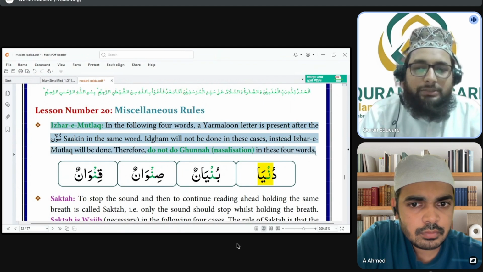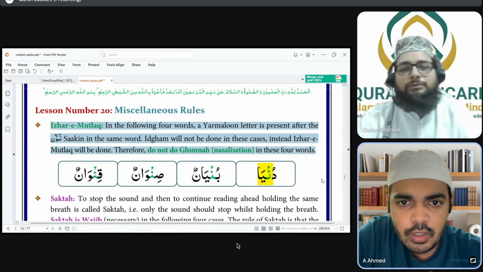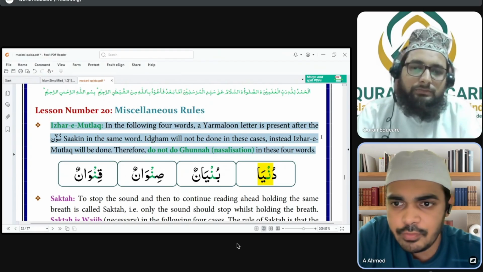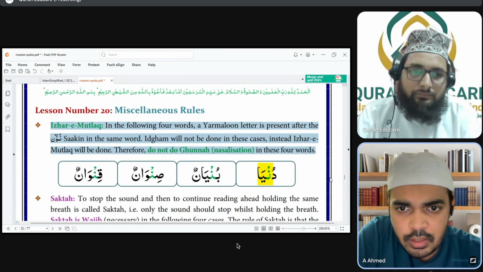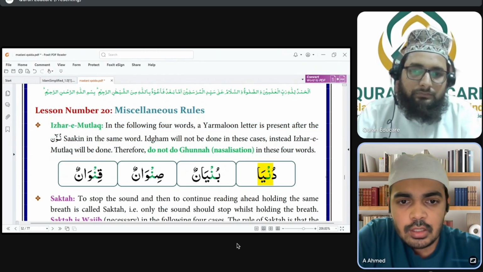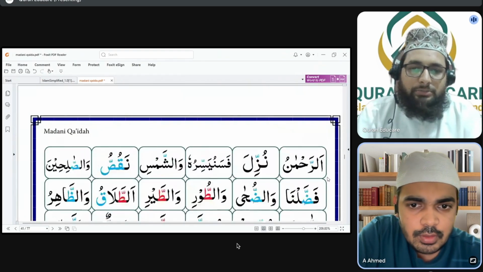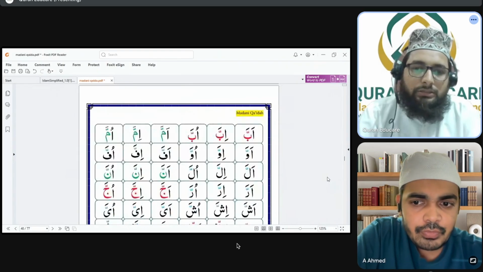Okay, read the definition, please. In the following four words, a Yarmalun letter is present after the Nun Sakin in the same word. Idgham will not be done in this case. Instead, Izhar Mutlaq will be done. Therefore, do not do Ghunnah, nasalization, in the four words. Let me show you in lesson number 14 so it will be clear for you, inshallah.